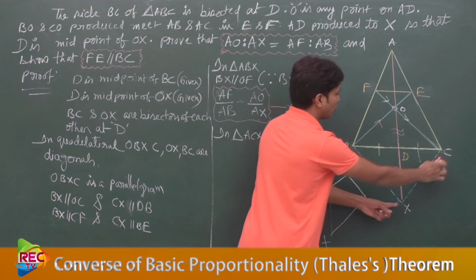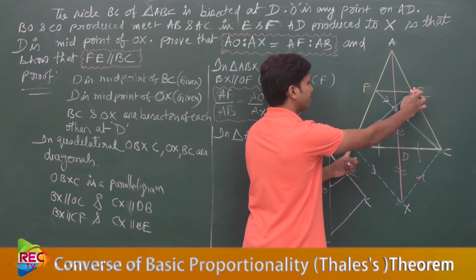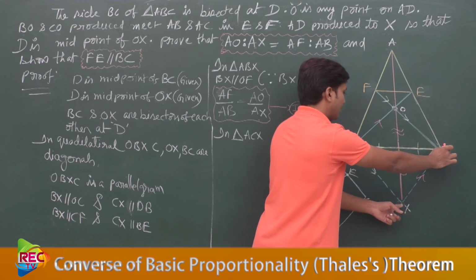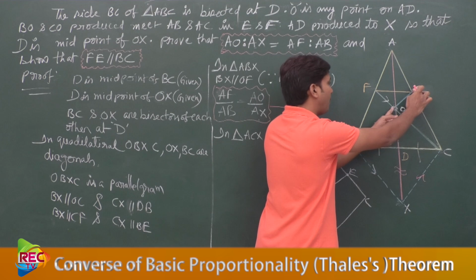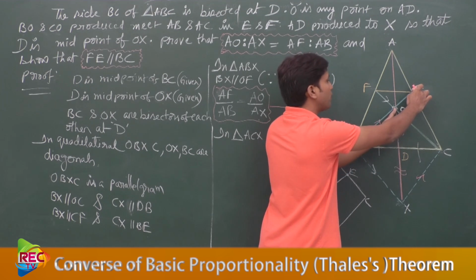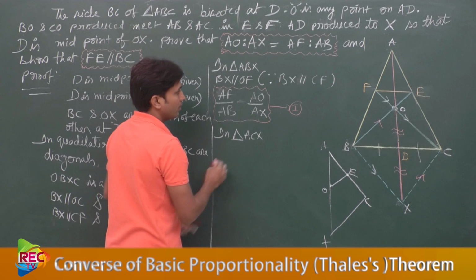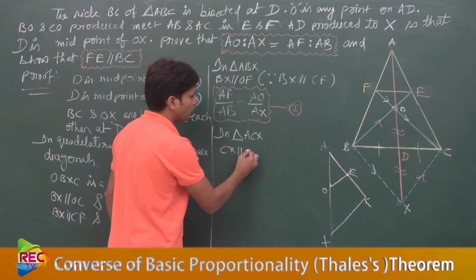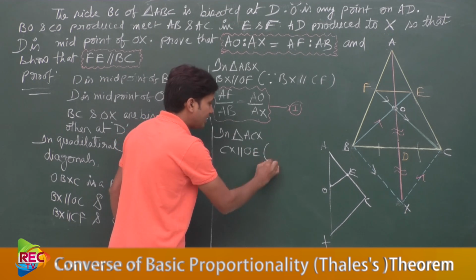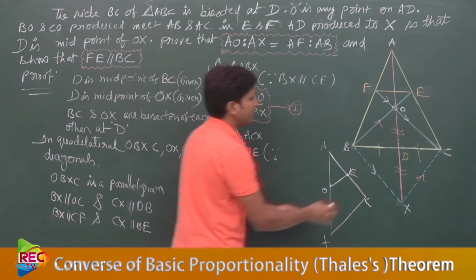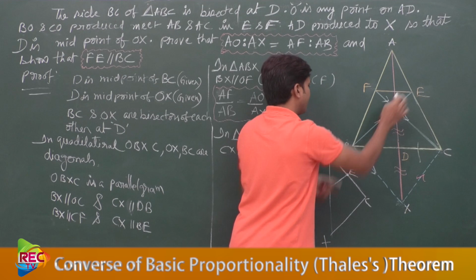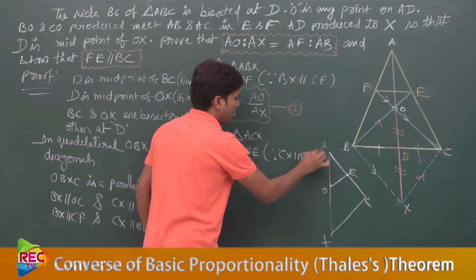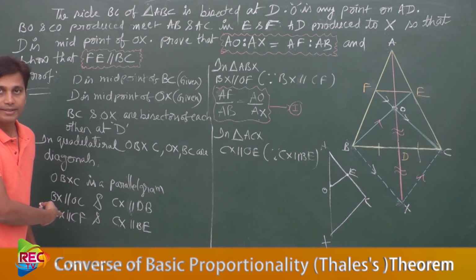This entire bigger portion, this line, is parallel to this line. When this entire line is parallel to this line, CX is also parallel to a part of B, which is OE. So therefore, CX is also parallel to OE, because we said that CX is parallel to the bigger line B, as we obtained previously.